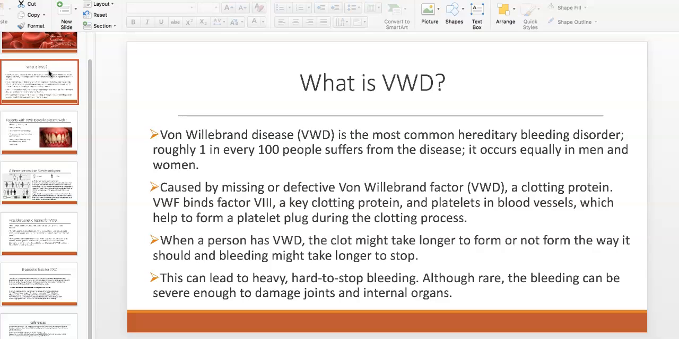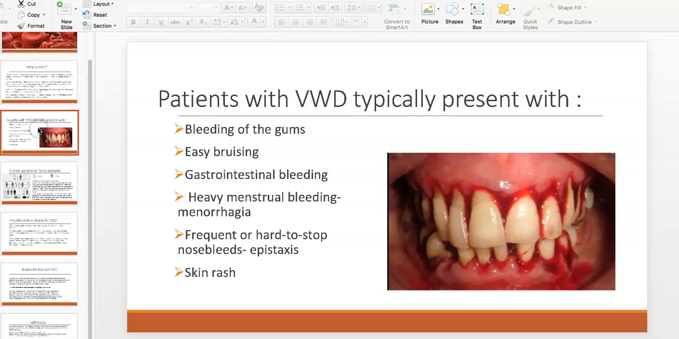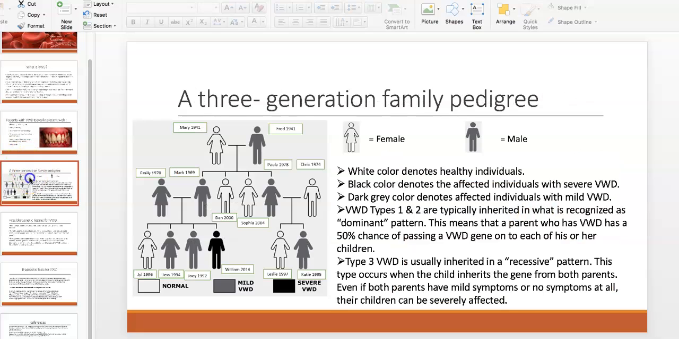When a person has VWD, the clot might take longer to form or not form the way it should, so the bleeding might take longer to stop. This can lead to heavy bleeding, and the bleeding can be severe enough to damage joints and internal organs. Here is a picture of a patient with VWD. They may have bleeding of the gums, they can be easily bruised, and they may have gastrointestinal bleeding, menorrhagia, epistaxis, and skin rash.